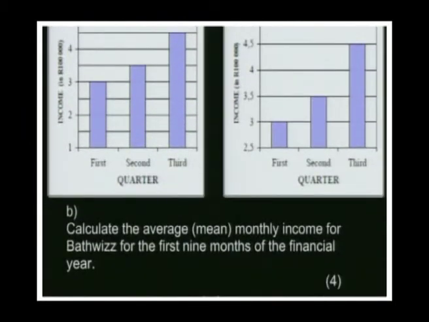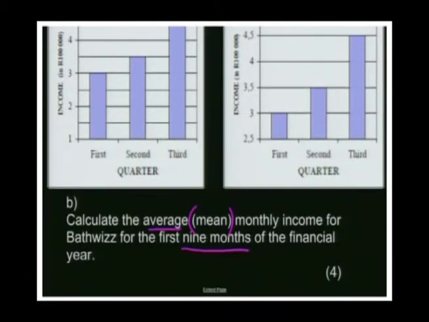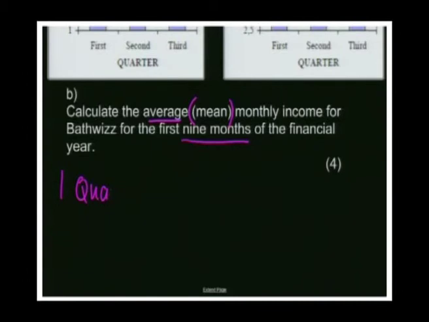Then we get asked to calculate the average, or in other words, the mean monthly income for Bathwiz for the first 9 months of the financial year. Now, I'm not going to do this for you, but I'm going to give you a couple of hints and tips. Firstly, we need to realize that 1/4 is equal to 3 months, because a year is made out of 12 months. 12 months divided by 4 is 3 months.